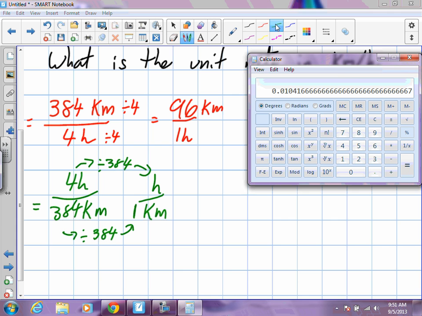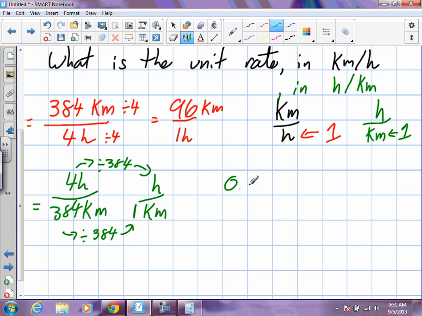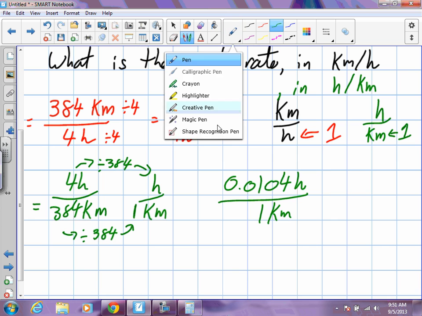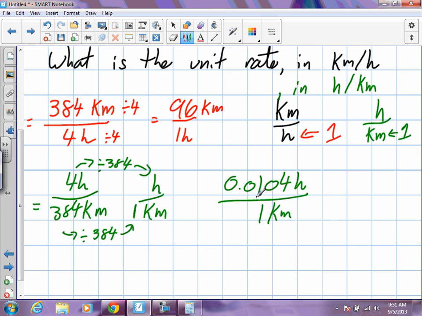So 0.0104 hours over 1 kilometer. What the heck does that mean? That's right, it's going to be in minutes, right? And in order to convert this to a value that we understand, what this is saying is it's going to be about 0.01 hours. Well, that doesn't compute to us because we usually work with hours in the value of 1, so we need to convert it to minutes, okay? So if we multiply this value by 60, we can figure out how many minutes it is.